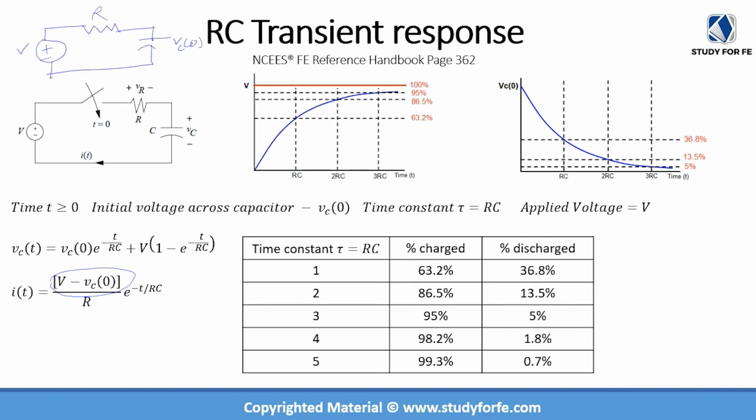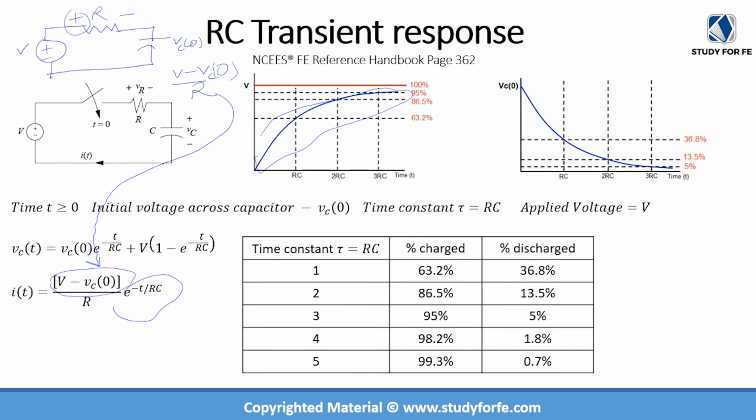Now you know that the current that will pass through the resistor will actually be the difference of the voltage on this terminal and this terminal. So the voltage on the positive terminal is V, the voltage on the negative terminal is VC0. So that's the difference divided by the resistor itself. So this is essentially what we're looking at, and this factor e raised to power minus t divided by RC basically takes care of the shape of the curve.